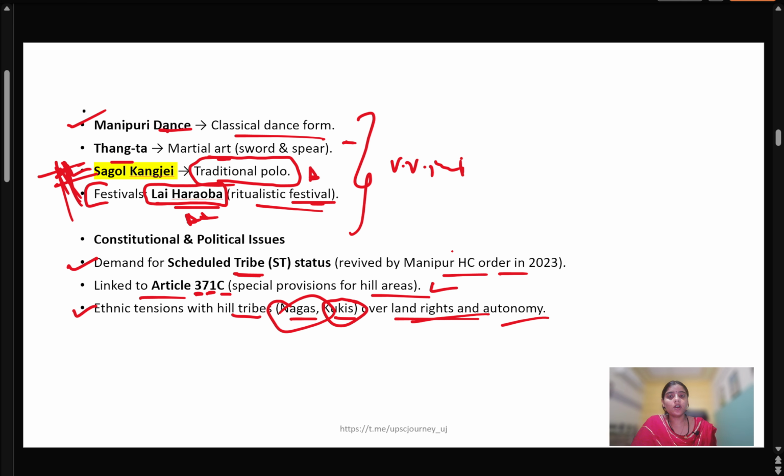So for Manipuri or for Meitei tribe, we have to remember Thengta dance, Sagol Kangjei, and the festival Lai Haraoba. All three points are very important. They're demanding constitutional status, that is scheduled tribe status, and again they're linked with Article 371C that provides special provision for the hill areas.